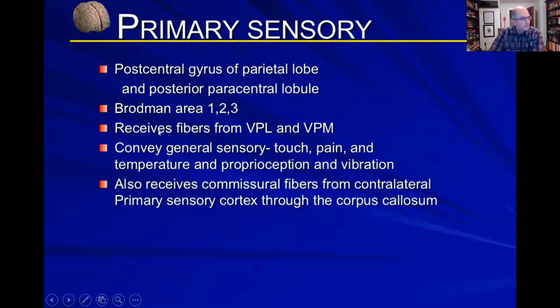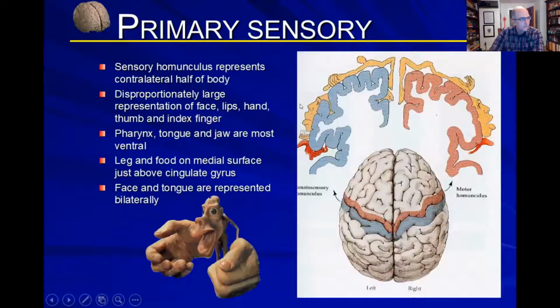The sensory cortex receives fibers largely from the VPL and VPM nuclei of the thalamus, which convey general sensory information like touch, pain, temperature, proprioception, and vibration, and it also receives fibers from the contralateral primary sensory cortex through the corpus callosum. So remember, the primary sensory cortex has a sensory homunculus that represents that contralateral half of the body. And so there's a good reminder of what that homunculus looks like for the somatosensory cortex.